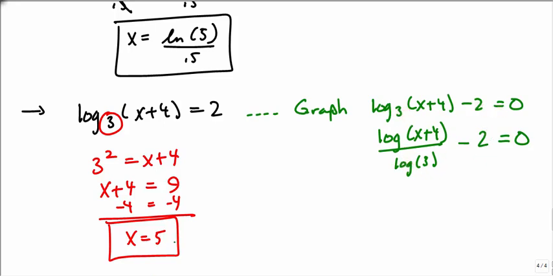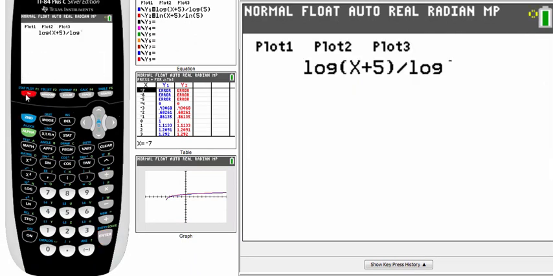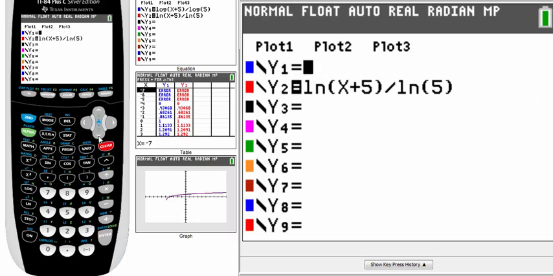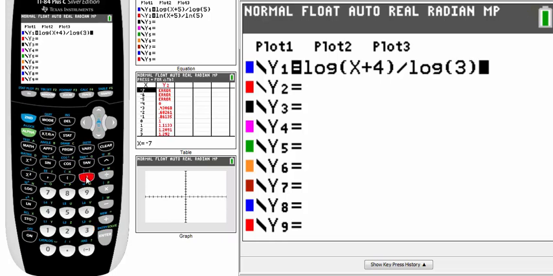So let's go ahead and graph this one. So log of x plus 4 over log of 3. I'll just use that base conversion formula on the bottom. Clear both of these out. So I have log of x plus 4 divided by log of 3. Okay, now I have all those, and now I subtract my 2 and let's hit graph.